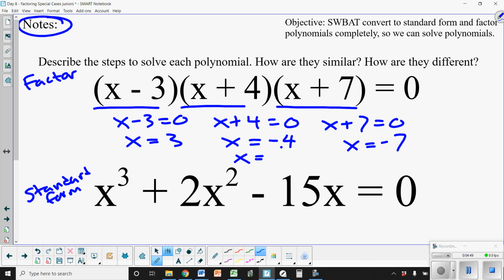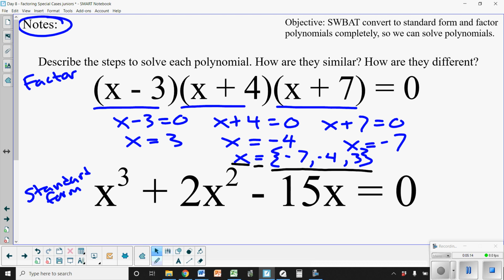This is something that we might see on standardized tests. So we'll write them from smallest to greatest: -7, -4, 3, and then a closed squiggly line bracket. So remember, this means, I'll do this in the black pen here, x equals, and it means the set -7, -4, 3. So x is equal to any one of these three. And we know that this is where they cross the x-axis.